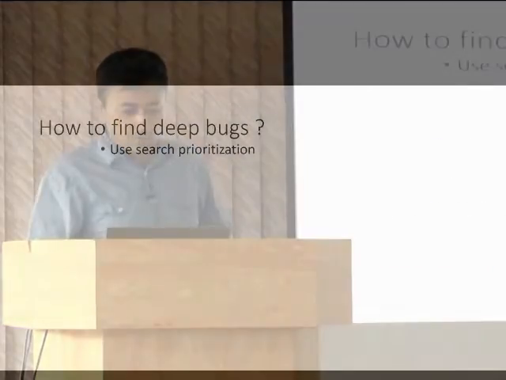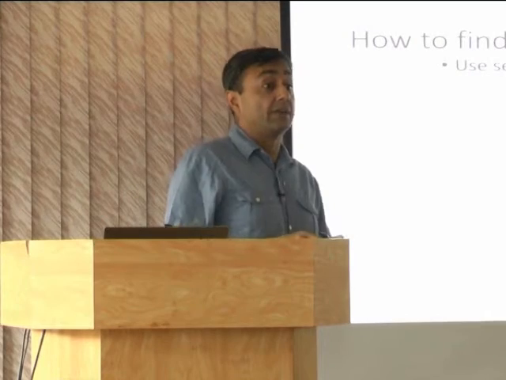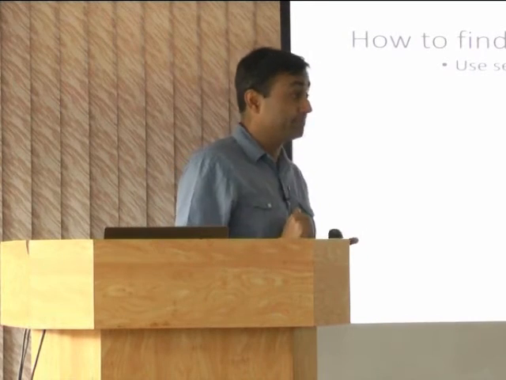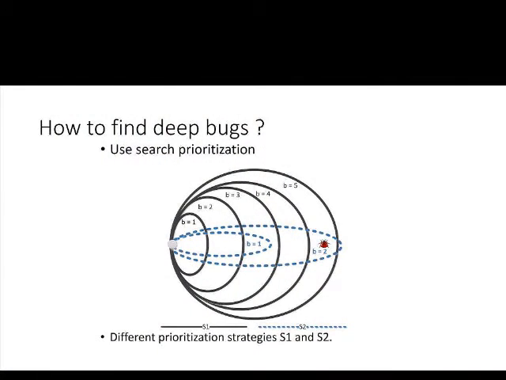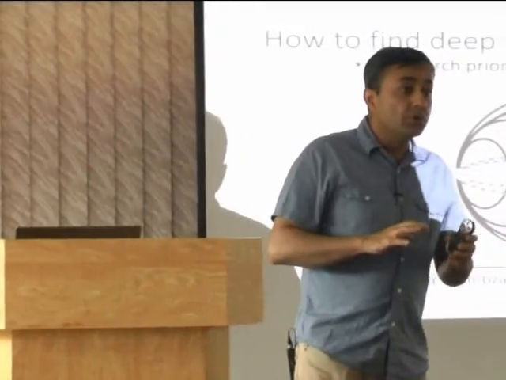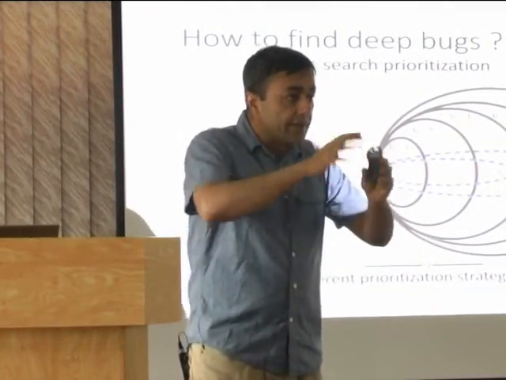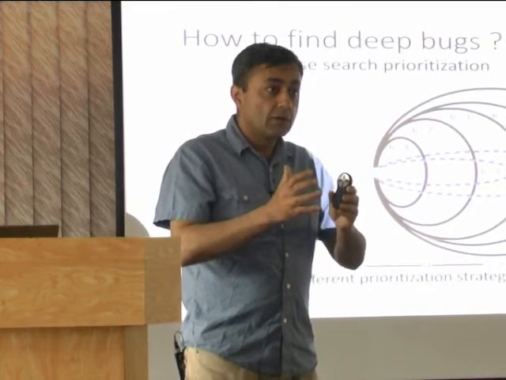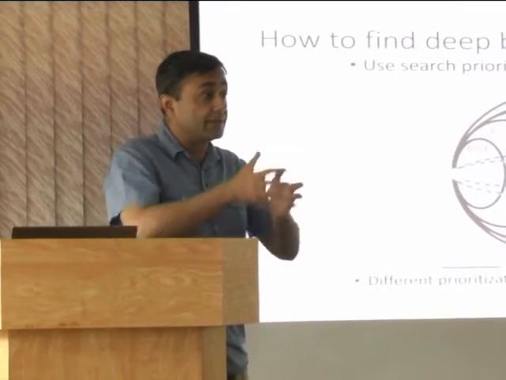So what researchers have come up with is this general class of techniques called search prioritization for finding deep bugs, okay? So the basic idea behind search prioritization is very simple. It's saying that when you have a very large graph, you treat it like an onion. So everybody has seen an onion. There are these onion rings, okay? So what we're gonna do is we're going to impose different kinds of onion rings on the graph.